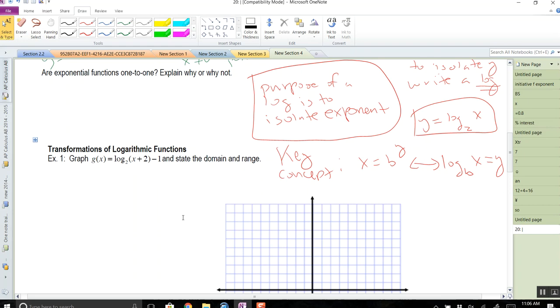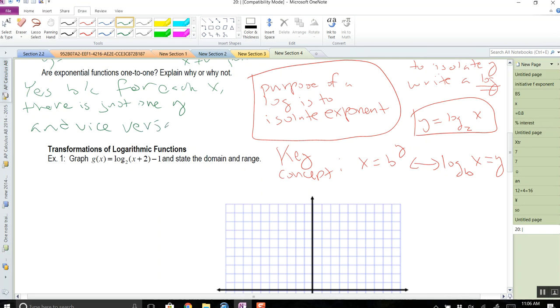Now, the other thing here at the bottom of page 1, our exponential function is 1 to 1. You may have forgotten what that means. The answer is yes. That's because for each x, there's just one y, and vice versa. Meaning for every y, there's just one x.